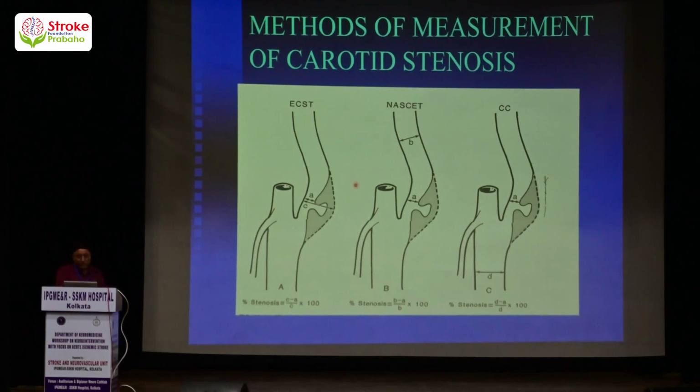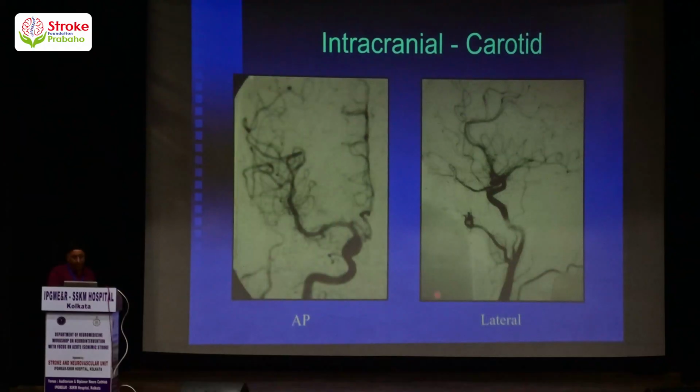When you are performing DSA for stenotic disease, you must measure the percentage of stenosis. We have various methods of measuring the stenosis, but the NASCET criteria is the best for measuring the stenosis. This is the maximum area of stenosis. This is the normal distal diameter of the internal carotid artery. So the formula to measure the stenosis is (B minus A) divided by B, into 100%.